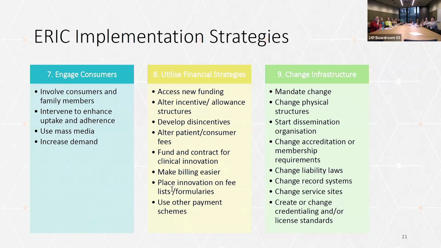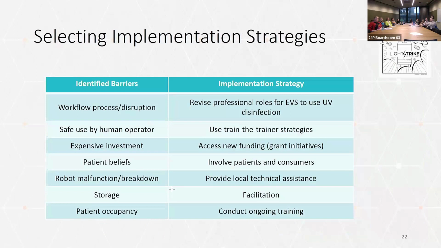I would say change infrastructure is probably the hardest thing to do. But if you have enough people on board, you could make some changes. So for the Xenex robot, we had a lot of strategies. For the workflow process disruption, we had to revise professional roles so EVS could use it. And that required getting a lot of people on board. It really helps when the hospital executives are the ones that make the decision to use UV, because then they can just kind of tell the other heads of department to do this.